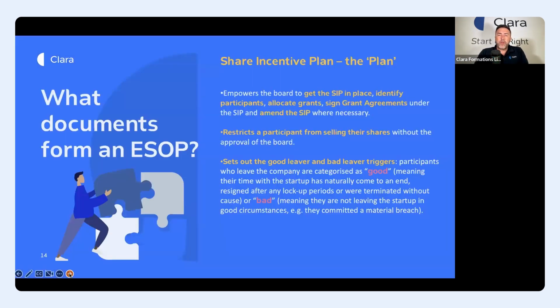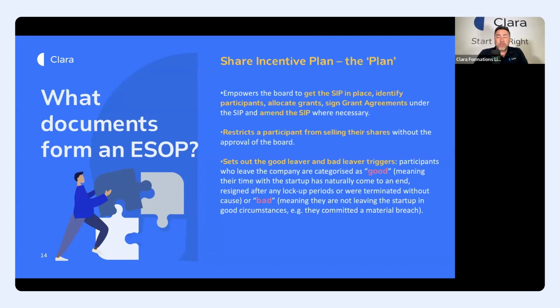So what documents form an ESOP? We obviously talked about the plan. This is the key document that the company enters into to get the plan in place. It identifies maybe the participants, how many shares you're going to have in the company, and then it usually delegates the power to someone to say, you can then sign those grant agreements as you allocate grant agreements or share options to particular employees or consultants. The plan goes into other details as well.